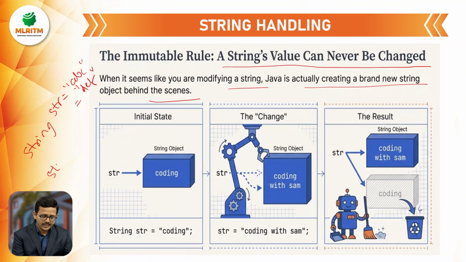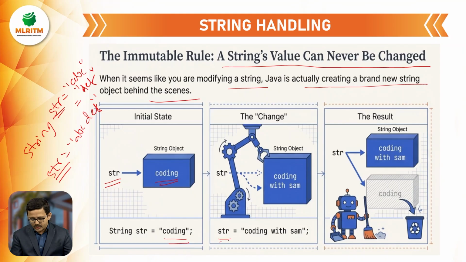You think that it is the same str, now abc and def. But actually this is another object, not the original string which you have created. So when we look at the initial state, let us say str, we have a string object with the content coding. String str is equal to coding.